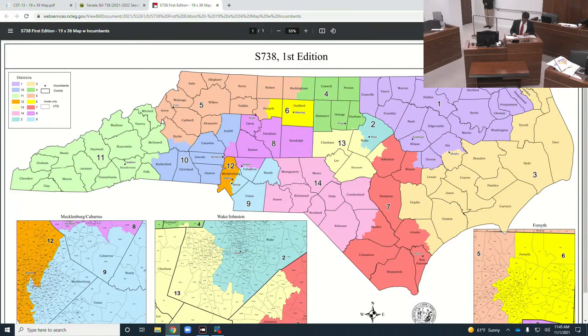And finally, with regard to communities of interest, it's important to highlight the preservation of the Sandhills area and the fact that the three largest counties, Wake County, Guilford County, and Mecklenburg County, are only split once. And that's my presentation, Mr. Chair.